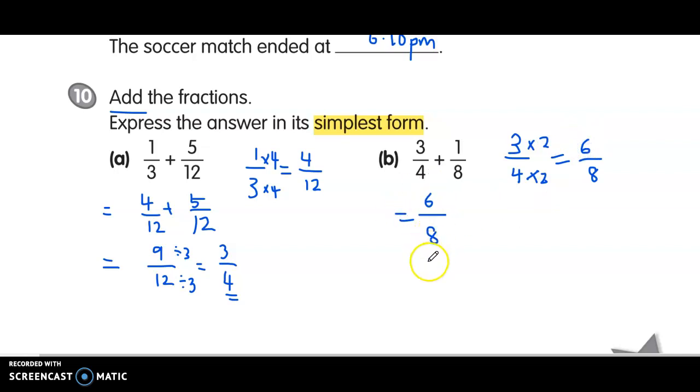Do I stop here? No, the instruction says add, not convert to equivalent fractions. So remember your fraction over here, plus 1 out of 8. Therefore, your answer is 7 out of 8. Okay, now let's move on. This one, can we change it into its simplest form? No way we can divide by the same number. There's no number that we can divide it for both.